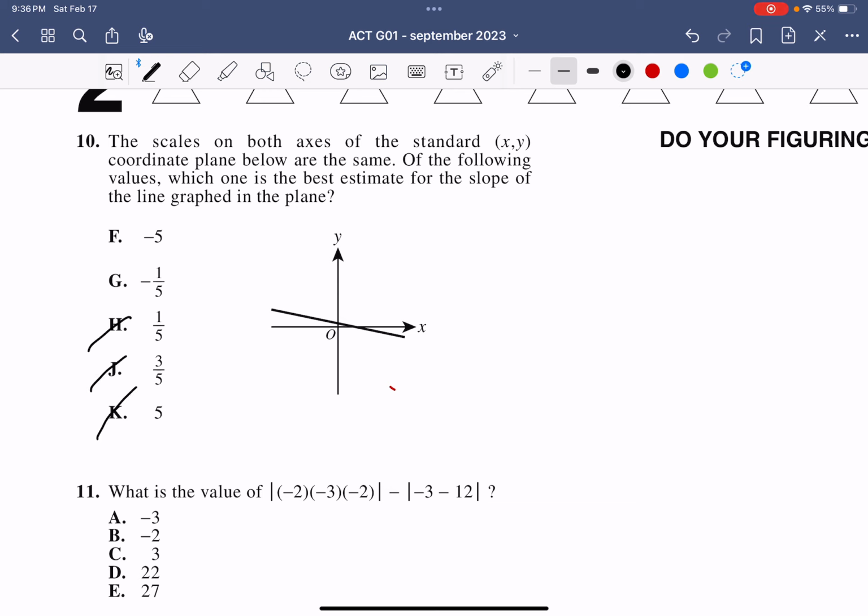Now, how do we know whether it's F or G? Well, let's just pay attention to the magnitude here for a second. The magnitude is just, what is the value of the number, ignoring the sign, because we know it's definitely negative because of the slope. So what is the magnitude?